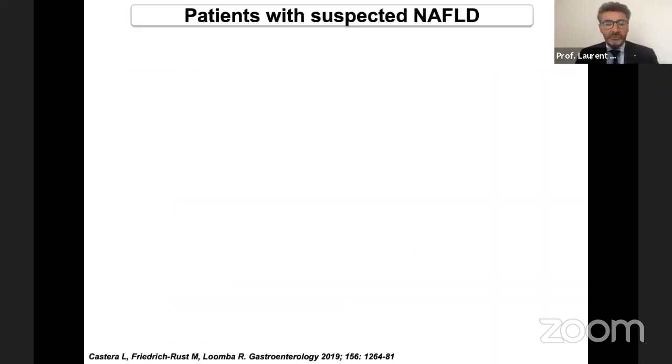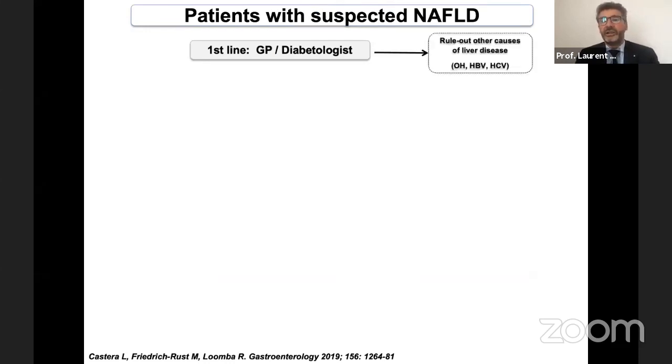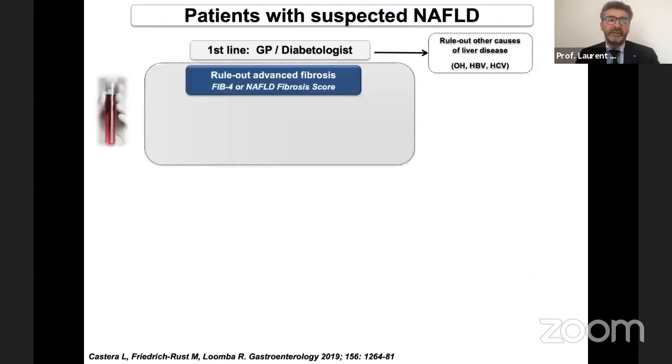Now let's move to NAFLD, of course, the hottest topic currently. There is no consensus algorithm, but this is an algorithm that we have proposed with Miriam Friedrich-Rust and Rohit Loomba. Most of these patients are seen first-line, either in primary care or by the diabetologist. And of course, you must rule out other causes of liver disease, alcohol, and viral hepatitis.